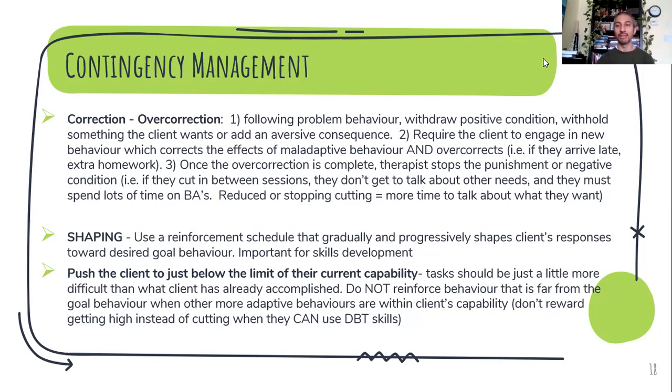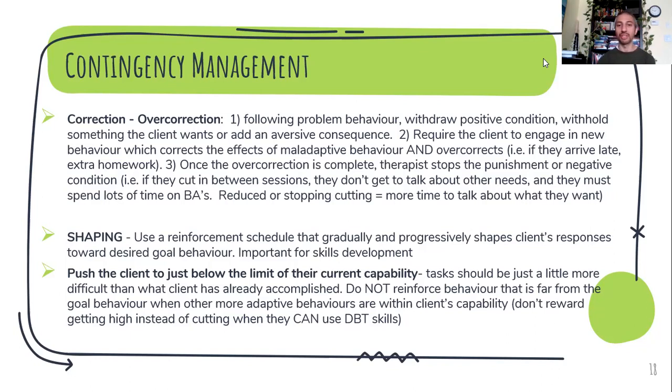So if they keep showing up late, we might need to give them extra homework to show them that we need to stop this behavior, because when they show up late, we don't get as much done in the session and they're less likely to make progress. And so the overcorrection can also be things like doing behavior chain analyses over and over again related to the problem behaviors, so they understand what's been contributing to the behaviors, and then using more skills so they have less time to talk about what they want to talk about, and more time has to be spent on the problem behavior, whether it's showing up late or cutting or whatever.